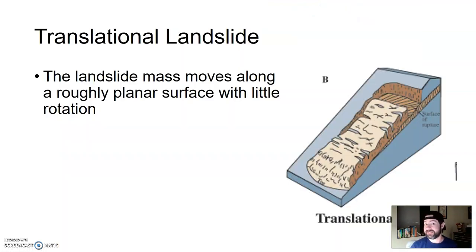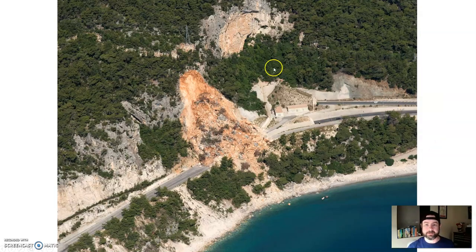But then you also have a translational landslide. Kind of the same stuff, but in this case, it's moving down a flat planar surface. The material is sliding on a flat planar surface. It's not rotating out. Oftentimes landslides can be induced by water and precipitation, but sometimes it's just the material and gravity doing its thing. So here's a translational landslide. It might be hard to see, but it's a flat planar landslide.